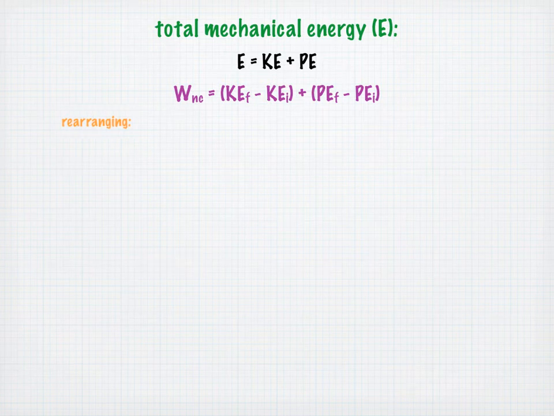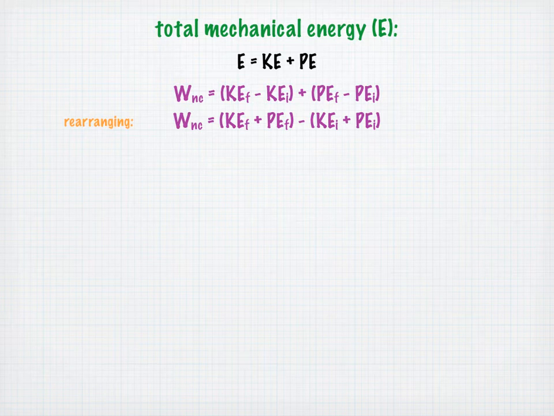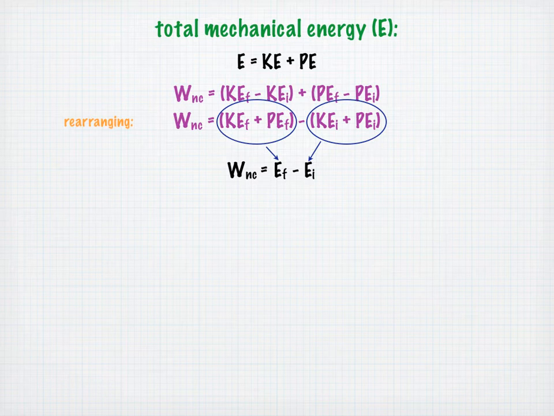We can rearrange this expression so that we group the final kinetic and potential energies, and we group the initial kinetic and potential energies. This term now represents the total final mechanical energy, and this term represents the total initial mechanical energy. If the work done by non-conservative external forces is equal to 0, and all the non-zero net work done on the object is done by conservative forces, then E final minus E initial equals 0. In this case, E final equals E initial, and we say that the total mechanical energy is conserved when the work done by non-conservative external forces is equal to 0.